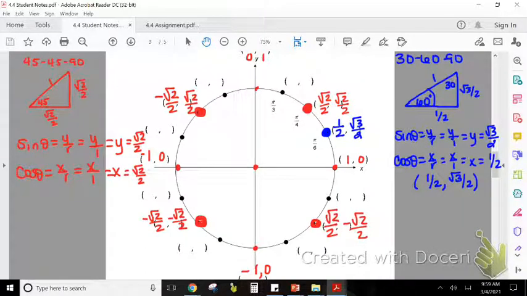Now notice, it's the one that's closest to the x-axis, right? So when we reflect, it's going to be the one that's closest to the x-axis. So when we reflect into quadrant 2, it's over here. We know x is going to be negative, y is positive. Reflect into quadrant 3, x and y are both negative. Reflect into quadrant 4, x is positive, but y is negative.